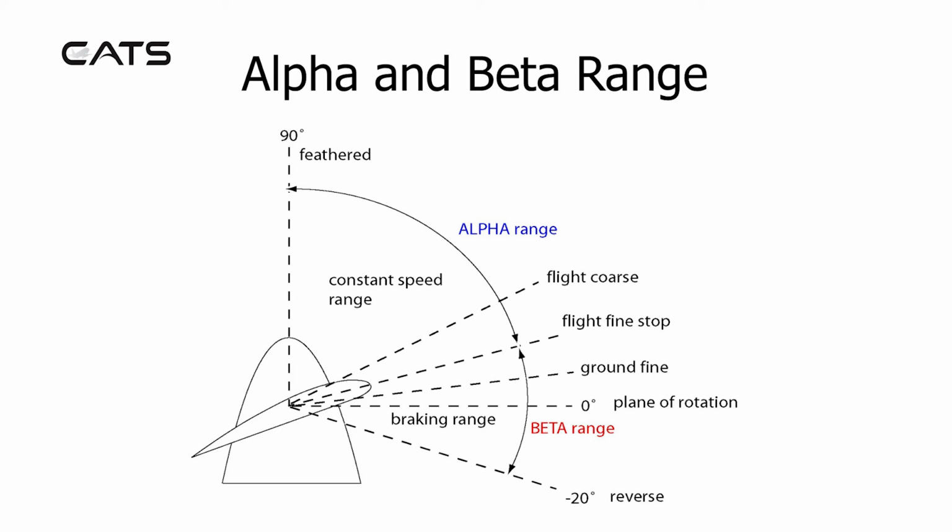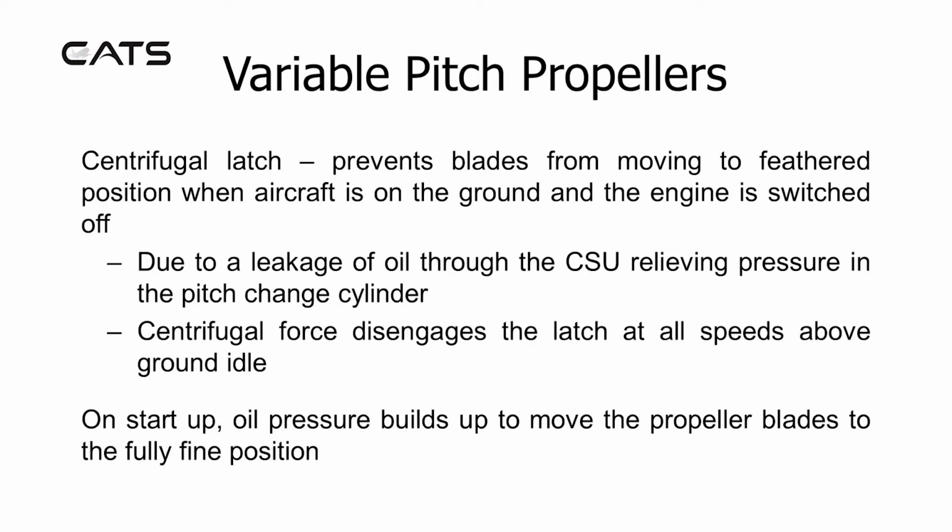In the beta range, the propeller is now behind the plane of rotation as much as 20 degrees and can provide reverse thrust or braking. The centrifugal latch prevents blades from moving to the feather position when the aircraft is on the ground and the engine is switched off, due to a leakage of oil through the CSU relieving pressure in the pitch change cylinder. The centrifugal force disengages the latch at all speeds above ground idle.